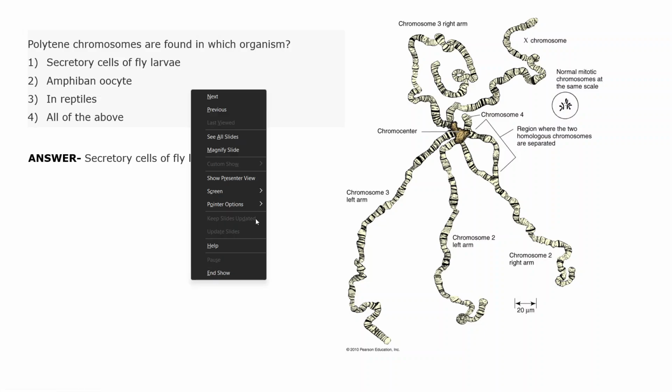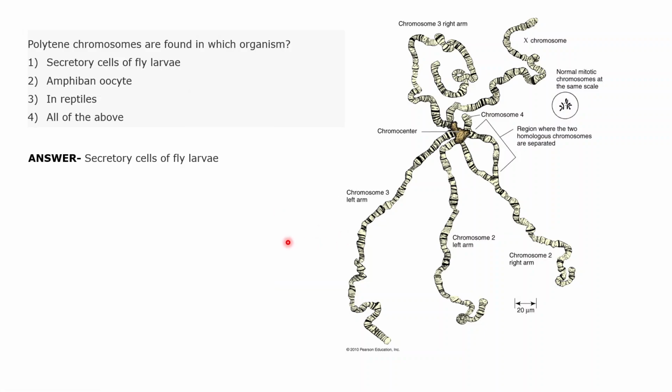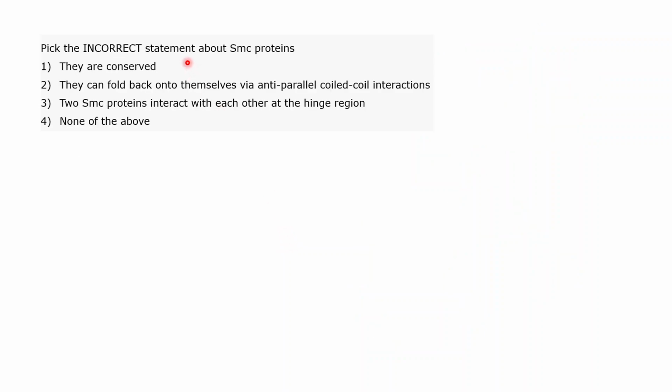Okay, so I hope I am clear. I will just move on to the next question then. Pick the incorrect statement about SMC proteins. They are conserved. They can fold back onto themselves via antiparallel coiled-coil interaction. Two SMC proteins interact with each other at the hinge region. And none of the above. Which is the incorrect statement about SMC proteins?